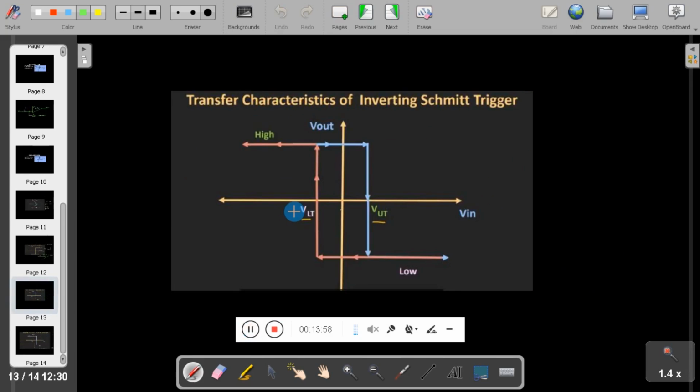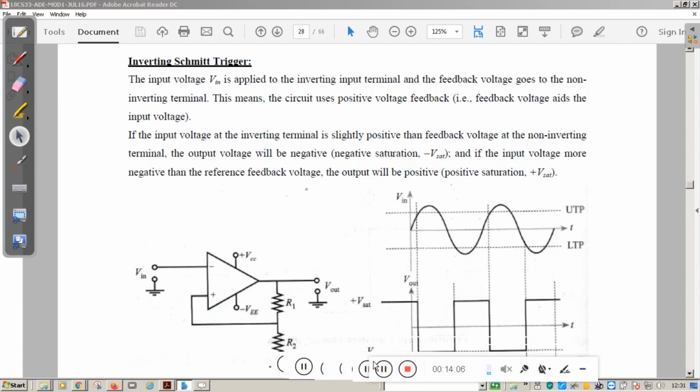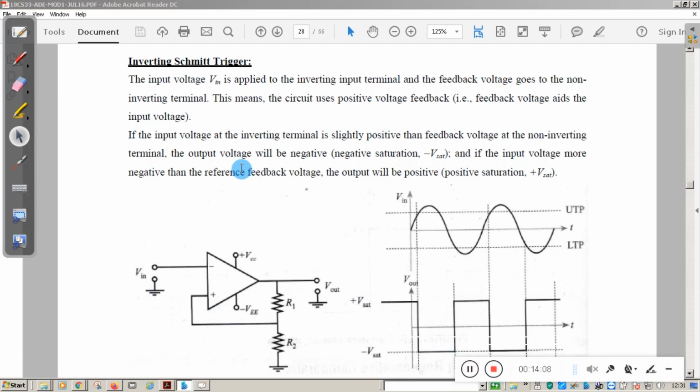So as I explained the transfer characteristics of the non-inverting Schmitt trigger, this is the transfer characteristics of an inverting Schmitt trigger. Students, here you will see how the inverting Schmitt trigger works. This is the circuit diagram for the inverting Schmitt trigger. You can see from the circuit diagram, the voltage source is connected to the inverting terminal of the operational amplifier, and there is a feedback from the output to the non-inverting terminal.